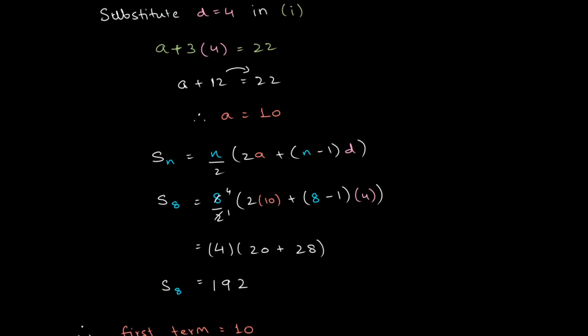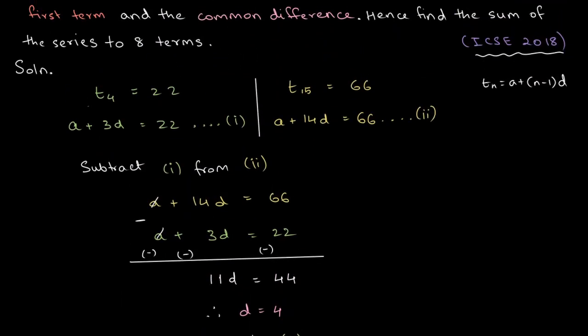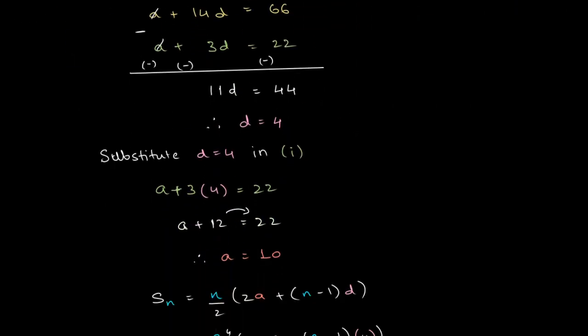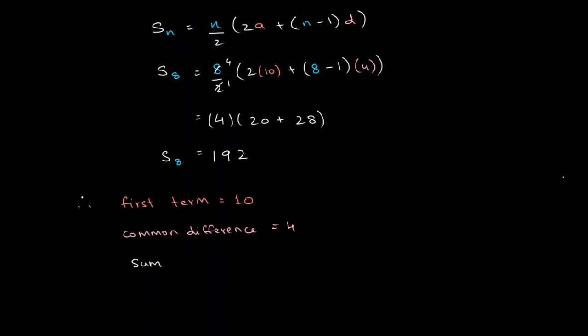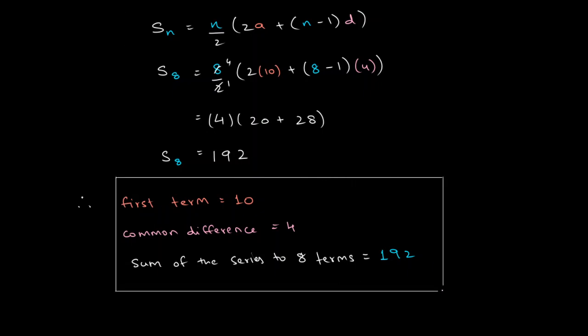what is the exact wording in the question? The sum of the series to 8 terms, right? So sum of the series to 8 terms, I'm sorry, that is equal to 192. So these are the required answers in my answer rectangle.